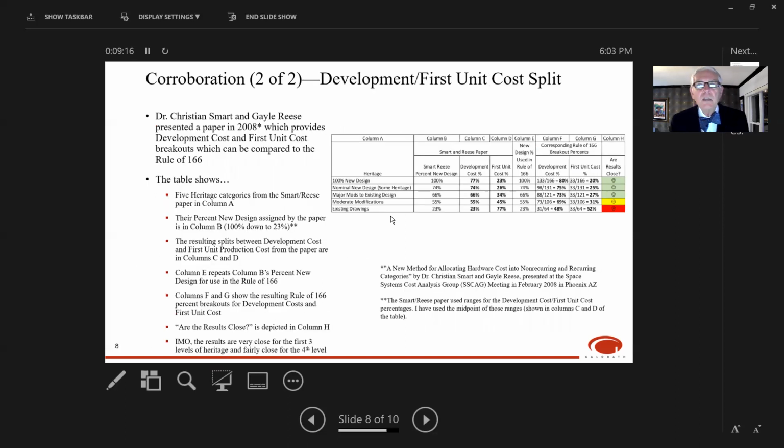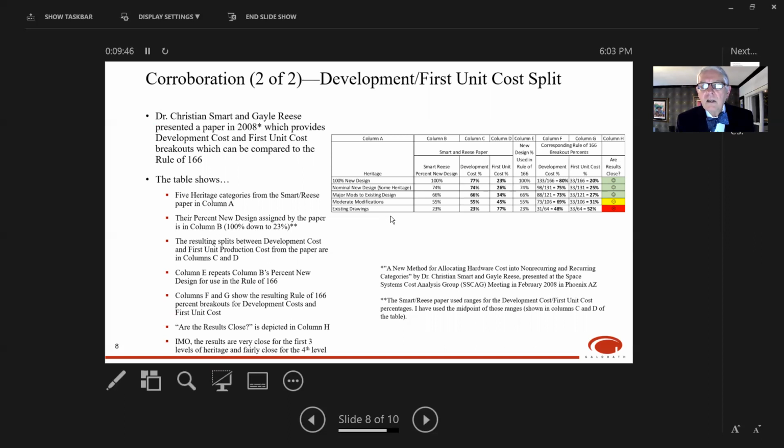The second way I checked the rule of 166 is I went to the paper I've previously mentioned. I've referenced it here. The reference is in the bottom right-hand corner of the chart, the Christian Smart Gail Reese paper. And they have a table in that paper that I've modified here. I've reproduced the table on this chart, not directly from their paper, but the numbers are all the same. I just changed it to be different terminology and I laid it out a little bit differently to try to compare it to the rule of 166.